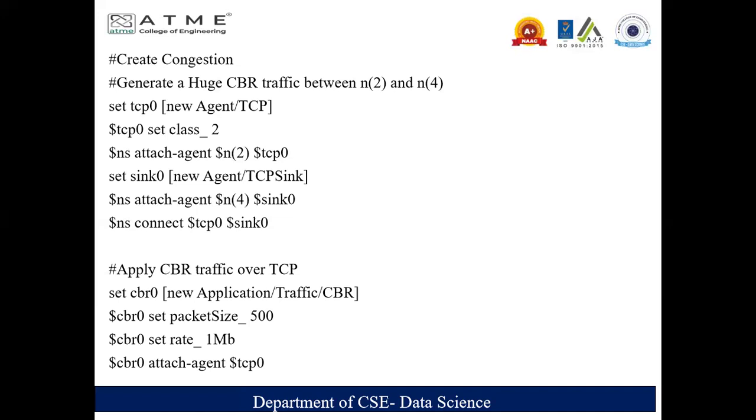Now creating the CBR traffic. So how are we going to set the CBR traffic over the TCP? So the constant bit rate, it is going to send the data at a constant bit rate. So CBR0 is the object of the class CBR, which is a subclass of traffic under the application layer. Next, we are going to set the packet size of 500, and at the rate of 1 MB per second, we are going to set it and attach the agent TCP0.